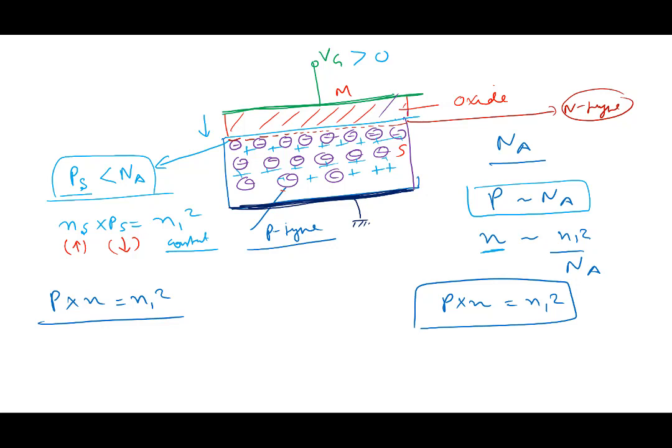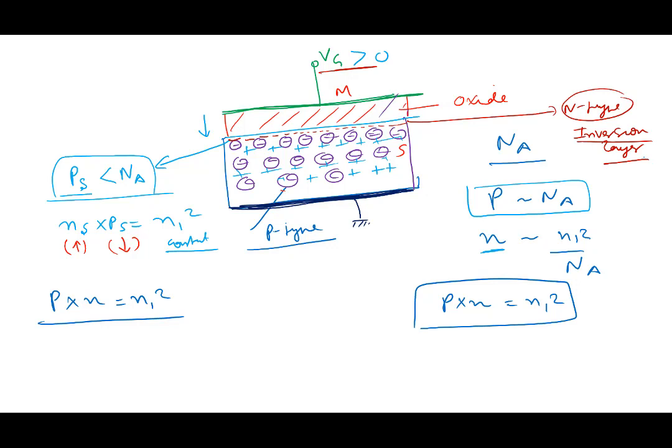Okay, so this is important: by applying a gate voltage, I can create a sheet of electrons at the surface here. This is the basis of our MOSFET. So in a way, what I have done is note that it was a p-type layer and I converted it to n-type. We created what we call an inversion layer. N-type inversion layer. Why do we call it an inversion layer?